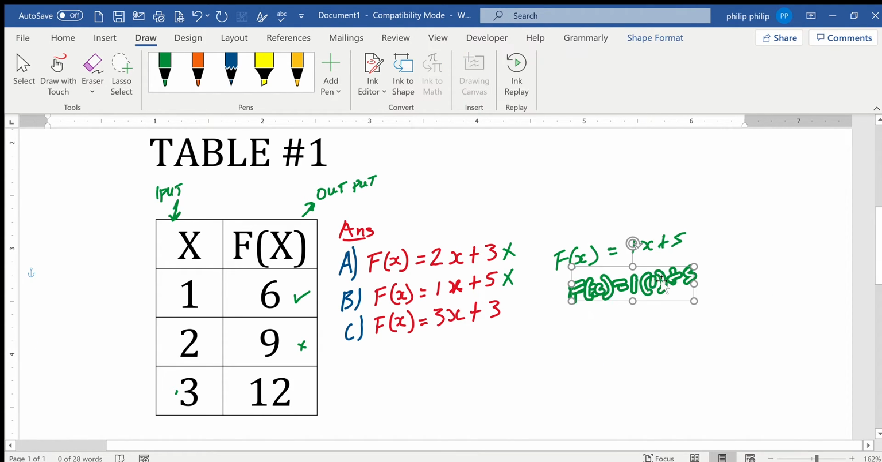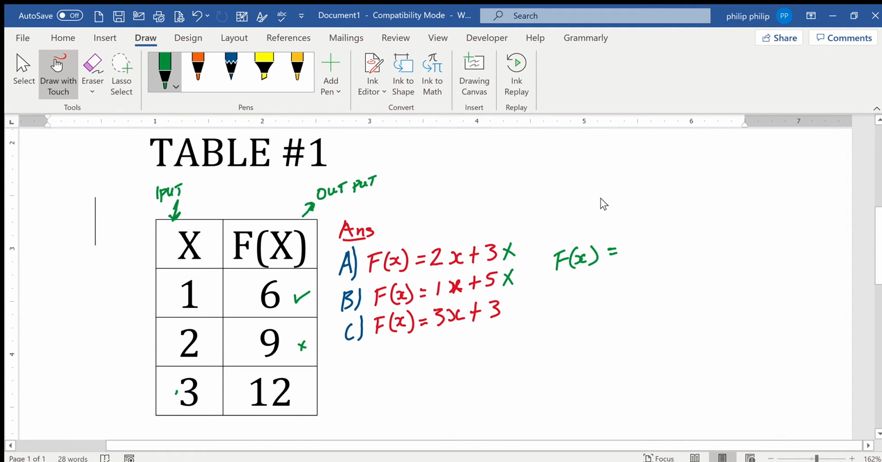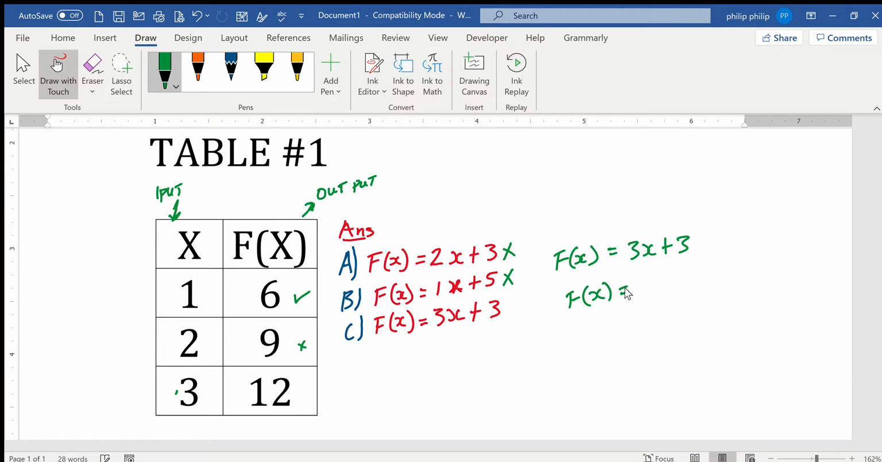And so we were now looking for that one. Alright, now let's go to our next one. Alright, here we go. So we have 3x plus 3. Now let's see if this proves our output values to be right.